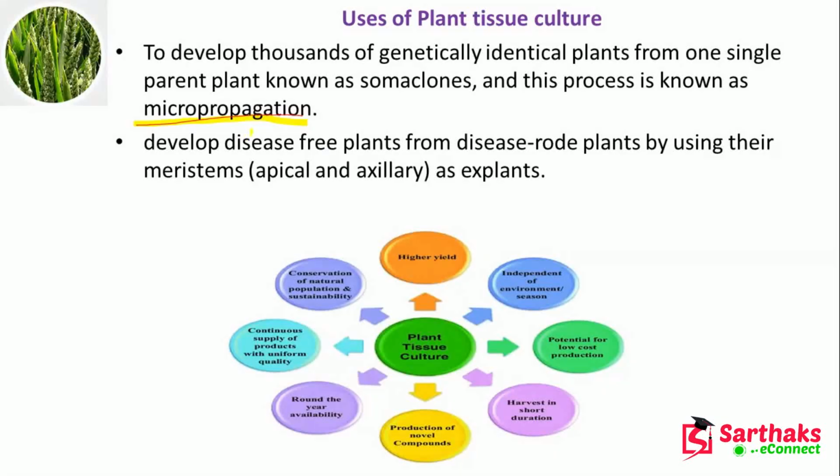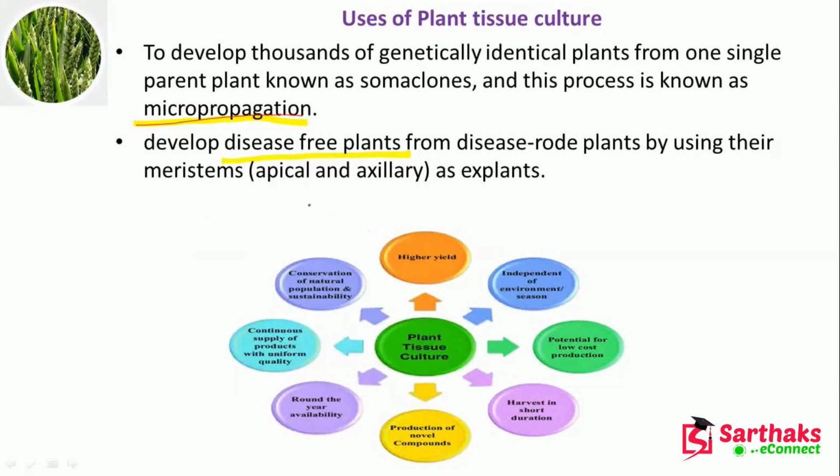First thing, if you require thousands of plants identical to a parent plant, we will do plant tissue culture, and this process is known as micropropagation. Now, another thing is that whenever we are doing plant tissue culture or any plant breeding technique, we require another characteristic, that is disease-free plants. That is also very important. We can get disease-free plants using the plant tissue culture method.